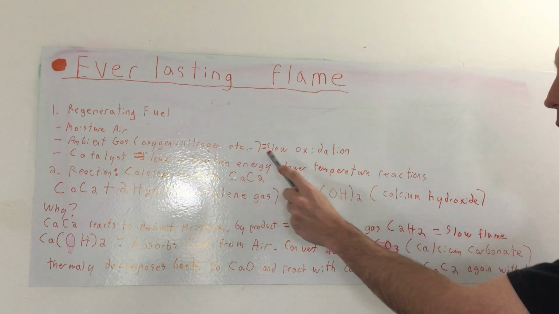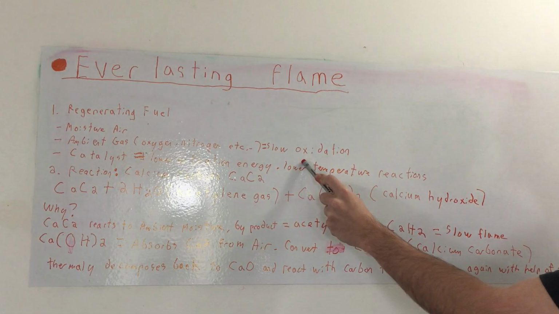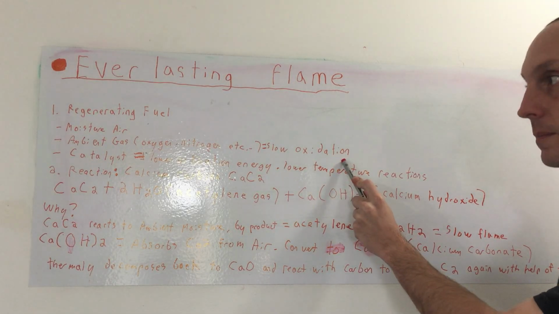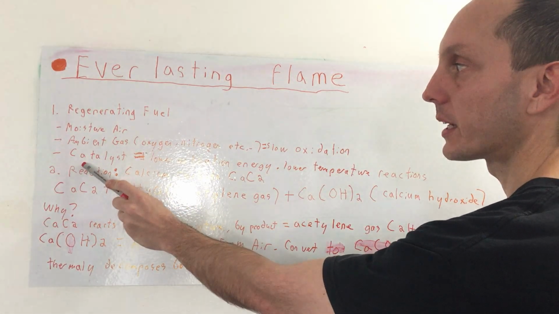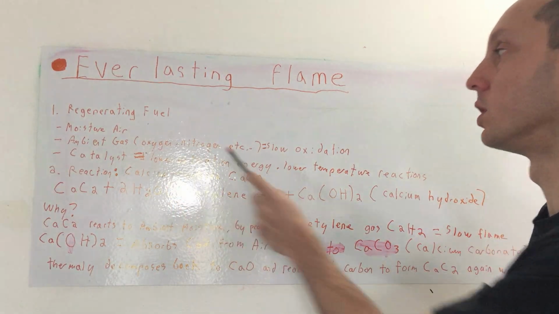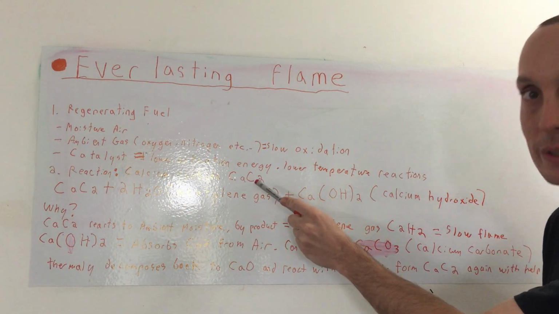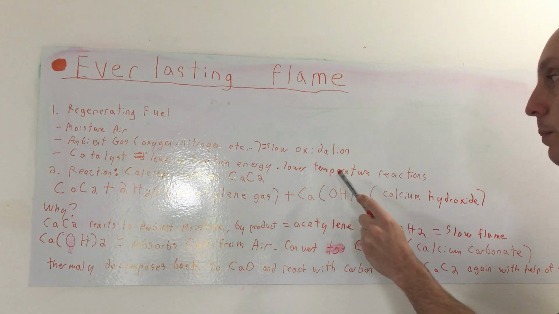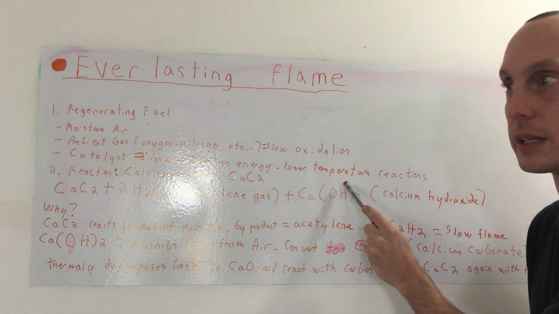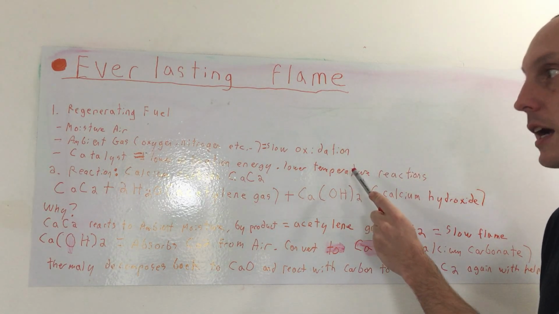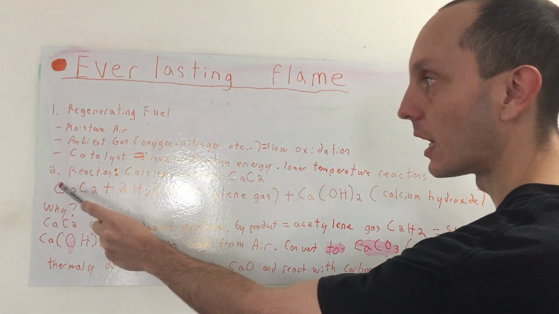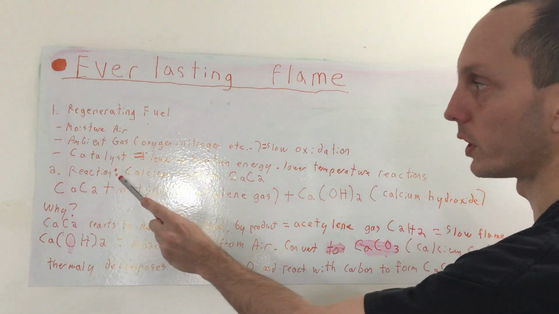The reason is we want to trigger a slow oxidization effect. And of course, we have to keep a catalyst in mind because this will lower the activation energy, which is a benefit, and lower the temperature reactions required chemically to sustain our looping reactions. Now, of course, going into two, we're looking for the reaction.